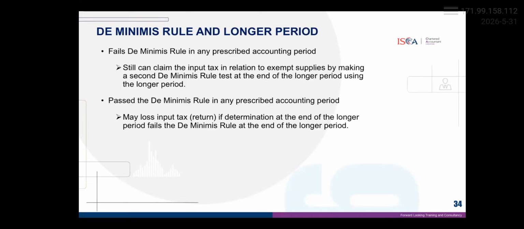If you fail the de minimis rule in any prescribed accounting period, for that quarter for example, you can still claim the input tax in relation to exempt supply by making a second de minimis test at the end of the longer period. This is as what I mentioned. If you pass the de minimis rule in any prescribed accounting period, you have to run this longer period test again because you may lose the input tax if the determination at the end of the longer period fails the de minimis rule.